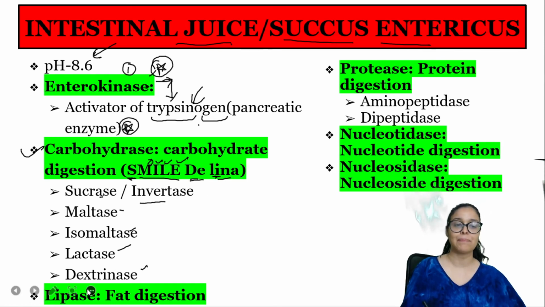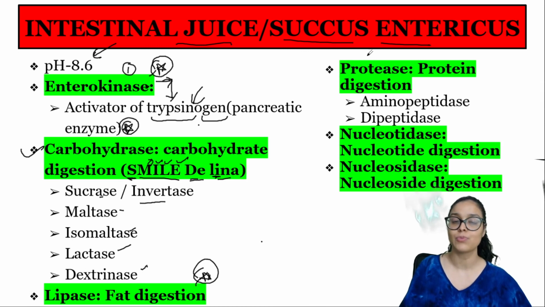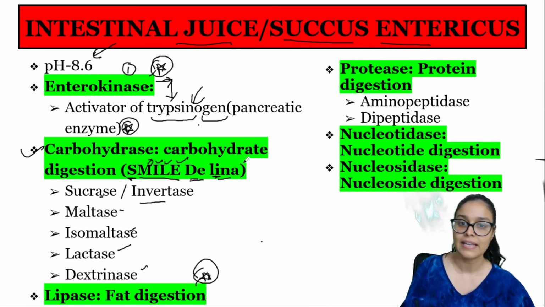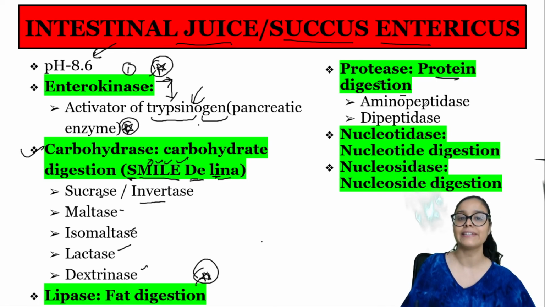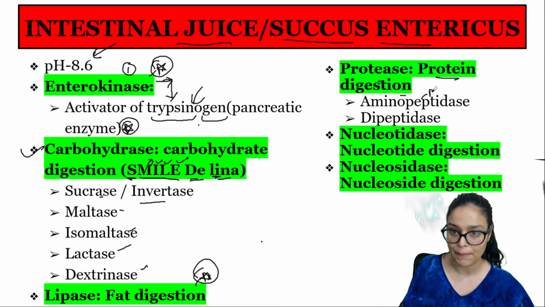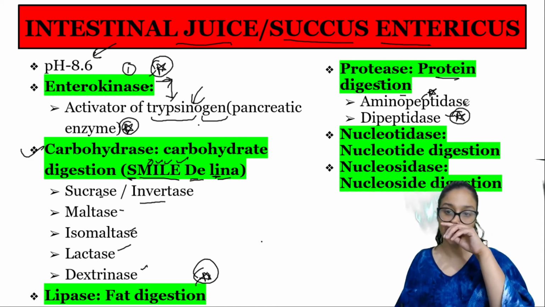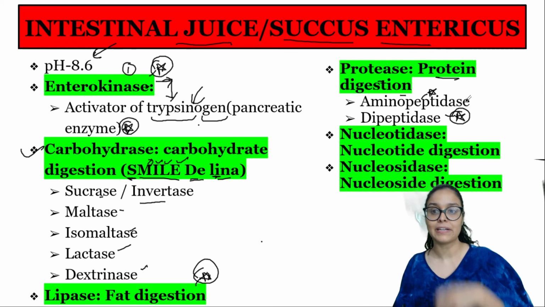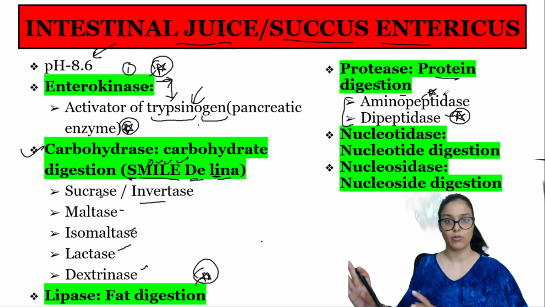Li for lipases, and lipases are obviously fat digesting enzymes that will be there in the intestinal juice. P for proteases, and obviously proteases are protein digesting enzymes, having aminopeptidase and dipeptidase, which you have to remember. So aminopeptidase and dipeptidase are protein digesting enzymes which convert the protein into amino acids obviously.